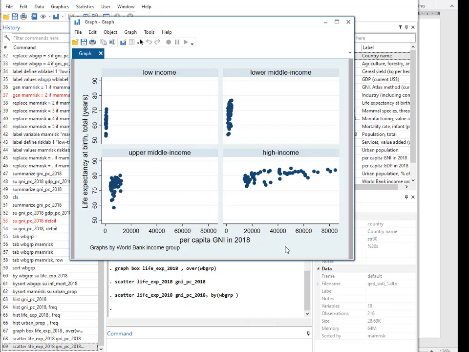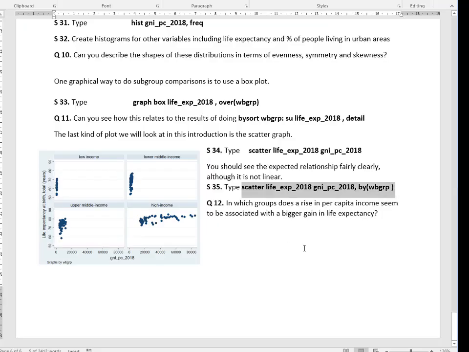So, if ever there was a case for prioritising income raises in poorer countries, that seems a good argument, among many others. And that's what it's asking in question 12.